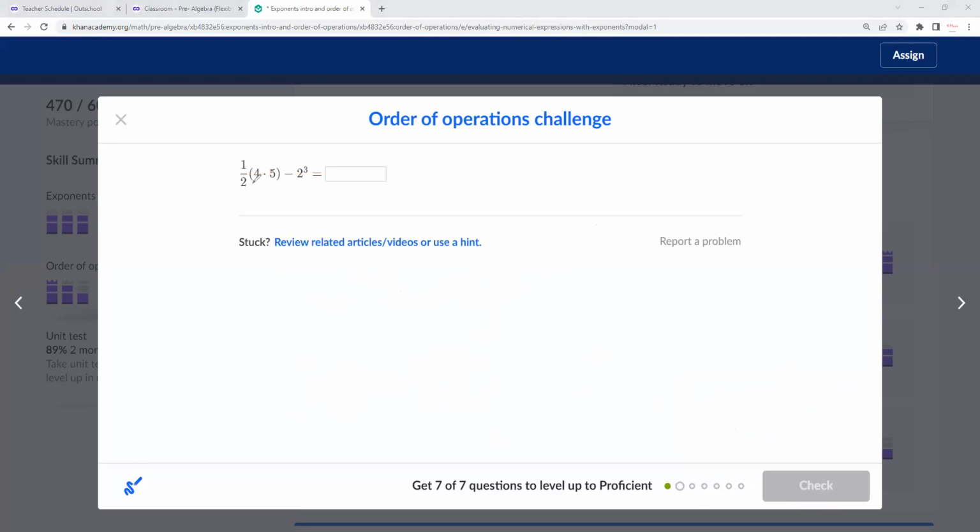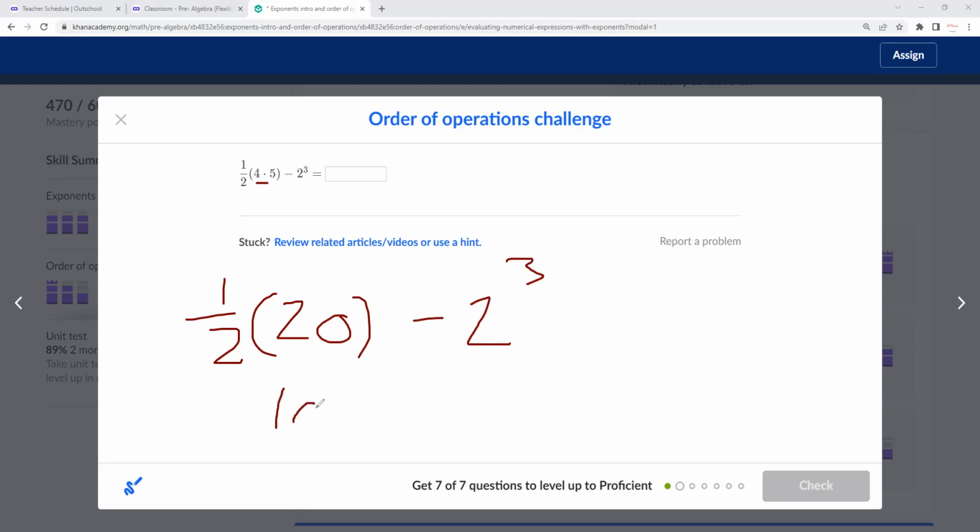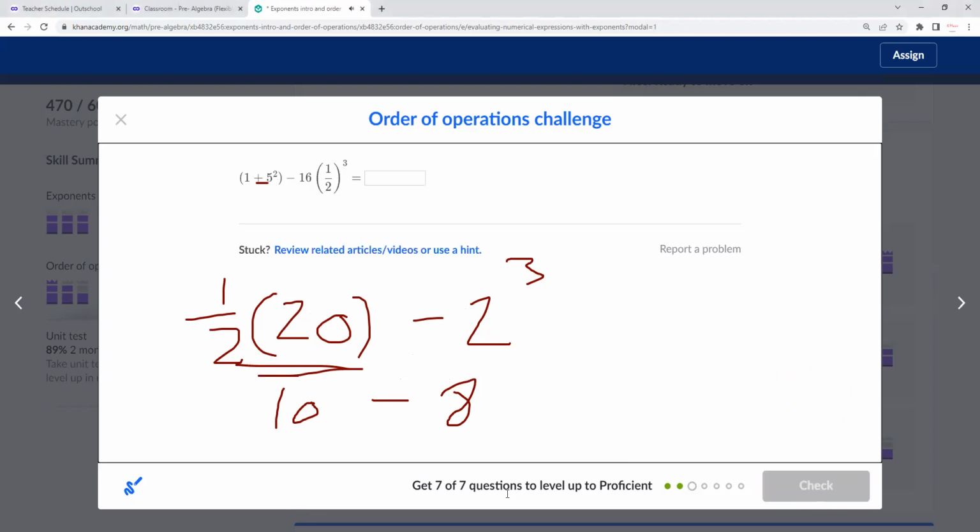Okay, you're going to see some fractions. 4 times 5 is 20. 20 times 1/2 is basically 1/2 of 20, which is 10. But you would technically do the exponent first and then the multiplication. So let's do the exponent first. 2 to the third power is 8, and then you would do the multiplication. And you get 10, and you have 10 minus 8, which is 2. So just try your best with these.